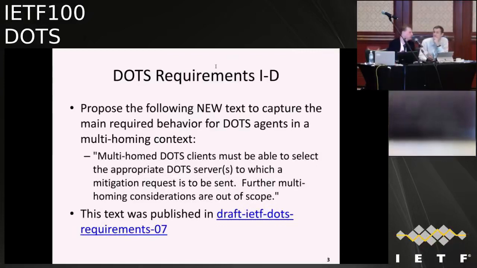Maybe a question from a working group chair perspective. Who has read the latest multi-homing draft? Could you do a show of hands? Oh, wow. Okay, 1 person. Okay, so that's basically not.